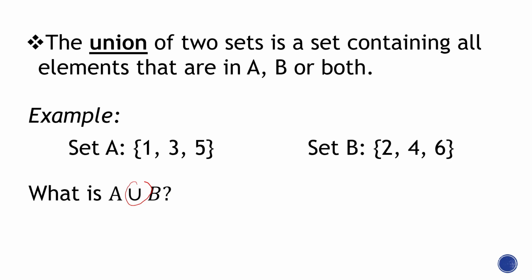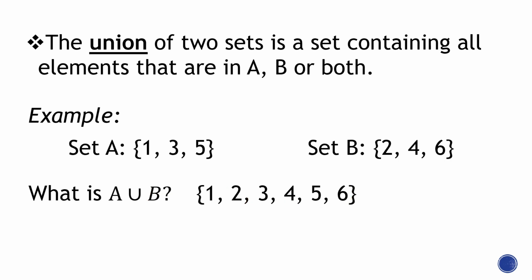Now, to answer that question, here we go. The answer is this set that has these elements: 1, 2, 3, 4, 5, and 6. And as you notice, for set A, we have 1, 3, and 5. And then for set B, we have 2, 4, and 6. So basically, it's just the combination of all the elements of set A and B. Okay, so that's the union of two sets.